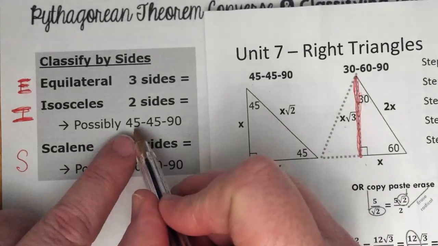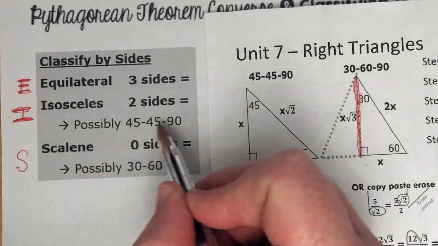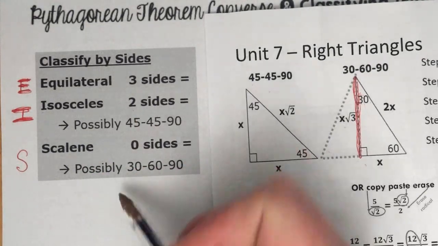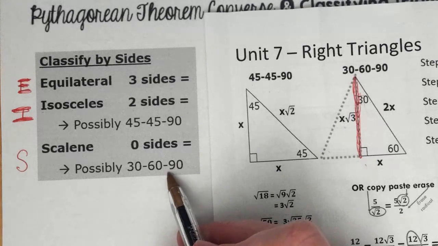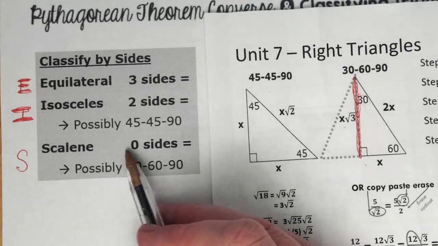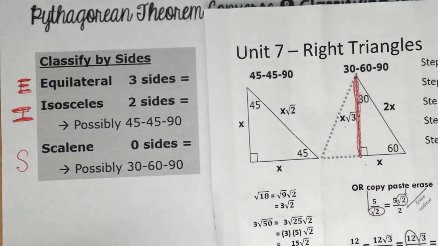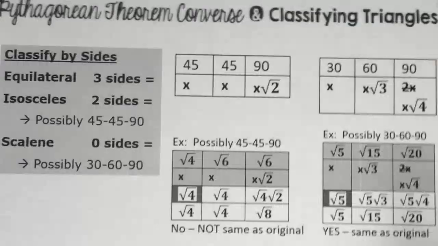Now, the reason is, you see how 45, 45, there's 2 equal sides, 2 equal angles. So that means there has to be 2 equal sides. And 30, 60, 90, there are no equal angles. So that means there's no equal sides. There's a direct correlation between sides and angles. So these are possibilities. So this is what we have to do.